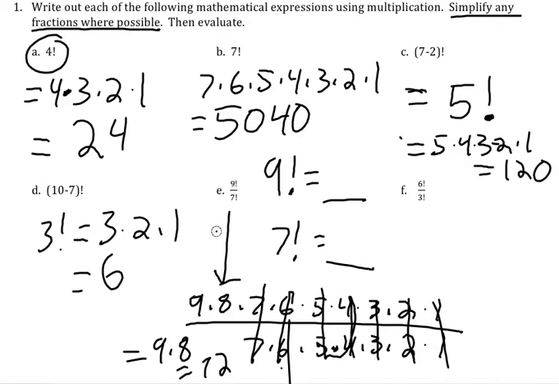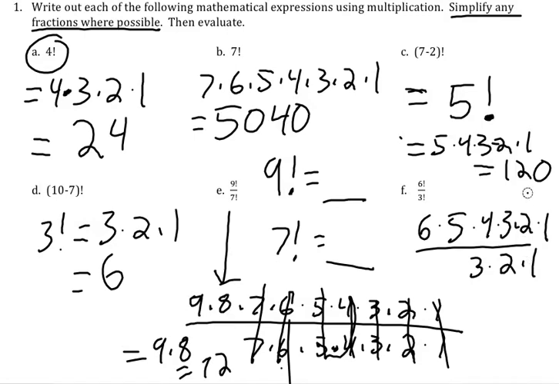The point of the story is if you have fractions, it can really help simplify how many numbers you have to multiply. Because if you have fractions, you're going to have a lot of common factors that you can eliminate. Similarly, for F, we could work out 6 factorial and 3 factorial separately, but this is really 6, 5, 4, 3, 2, 1 over 3, 2, 1. Simplify, simplify, simplify. So this is really just 6 times 5, which is 30, times 4, which is 120.